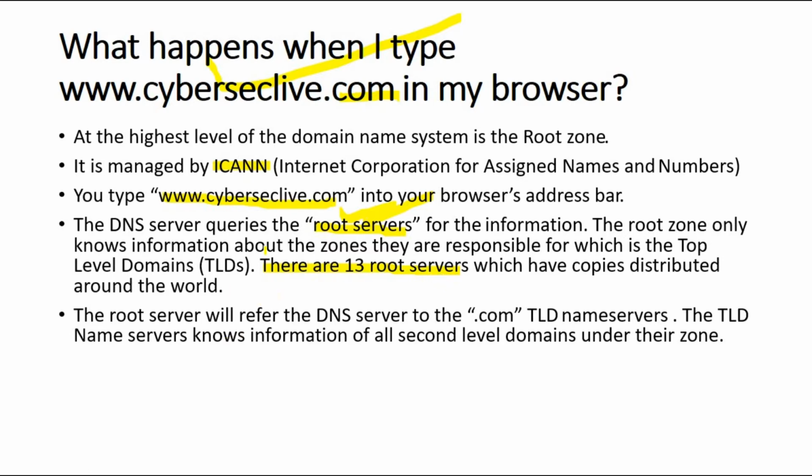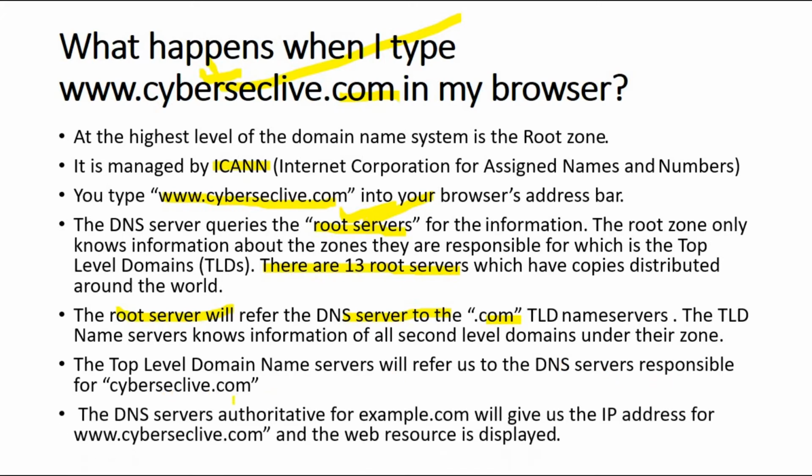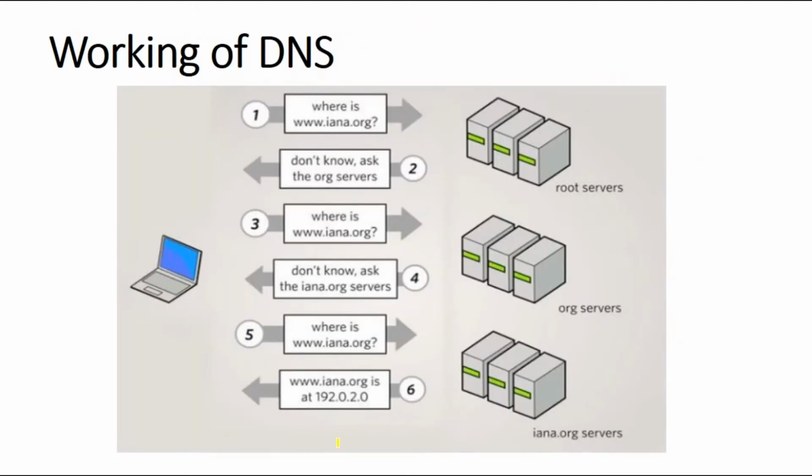So as I said, once you enter www.cyberseclive.com, it goes directly to the root server, and it refers the DNS server to the .com TLD name server. The TLD name server knows information about all second level domains, so it knows about cyberseclive and refers us to the second level domain. The TLD name server refers us to the DNS server responsible for cyberseclive.com. The authoritative DNS server for cyberseclive.com will give us the IP address for www.cyberseclive.com, and the web resources are displayed.